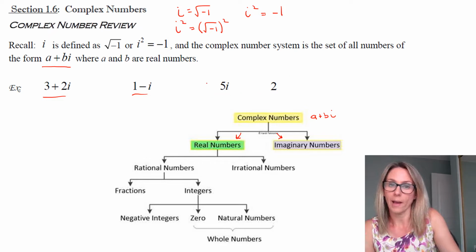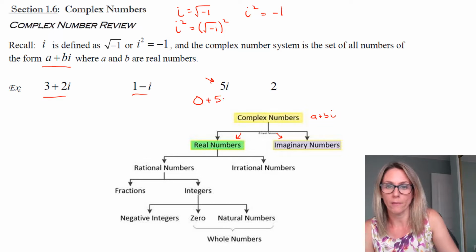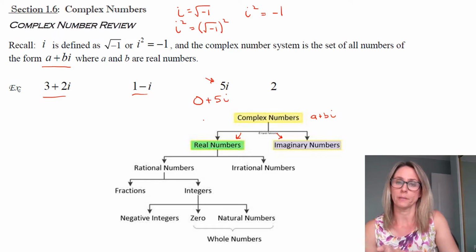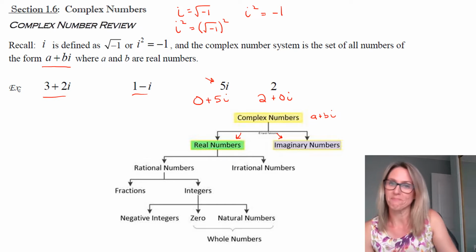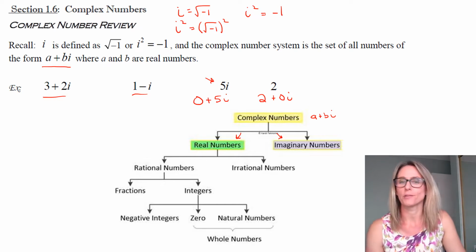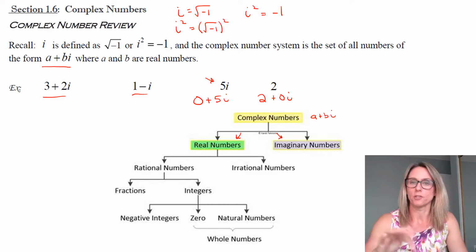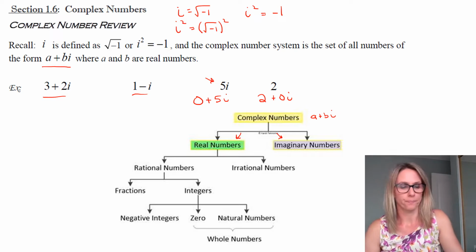Understand that 5i, the third example here, could be written as 0 plus 5i, meaning that its real part is 0 and its imaginary part is 5i. Even something like 2 could be written as 2 plus 0i. We'd never write that, but it does remind you that 2 is a complex number. It just has no imaginary part.